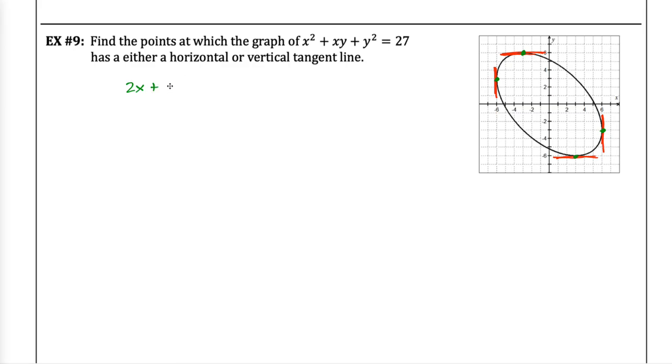2x plus xy prime plus y times 1 plus 2y y prime equals 0. And I need to solve for y prime. I'm hoping you guys will be good enough to start doing these steps in your head, but I don't know. It'll take a little practice. So y prime is going to be negative y minus 2x divided by x plus 2y.